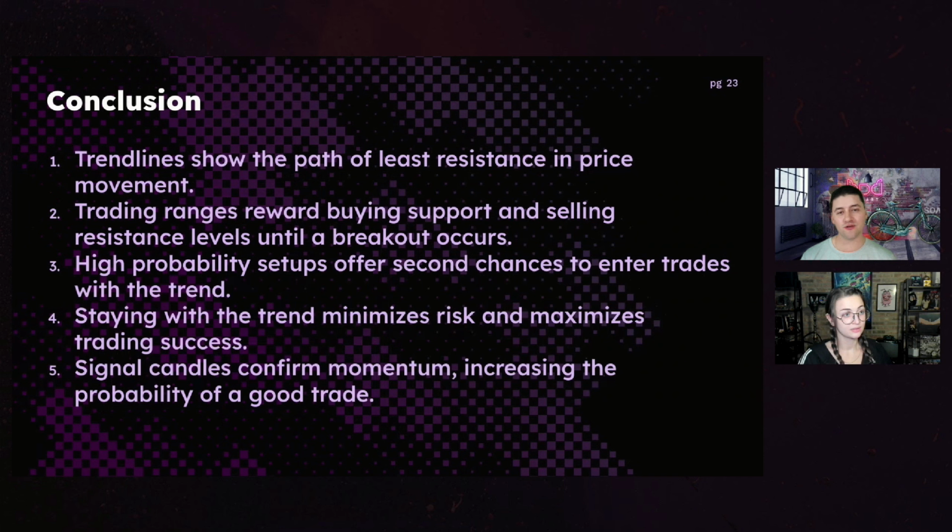Nice. So for the conclusion, five main points for the five rules. Trend lines show the path of least resistance in price movement. You want to see a clear trend line, specifically on a larger time frame. Trading ranges reward buying support and selling resistance levels until a breakout occurs. Always remember, try not to trade the first breakout on a support or on a resistance. Try to wait for the second breakout.